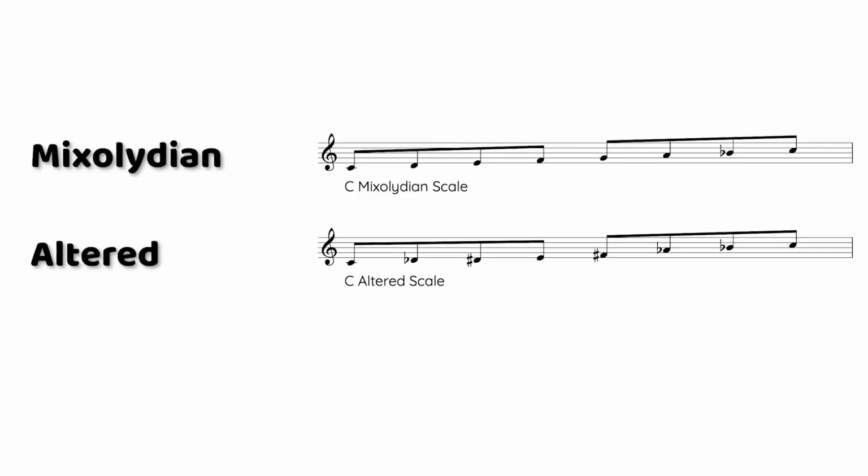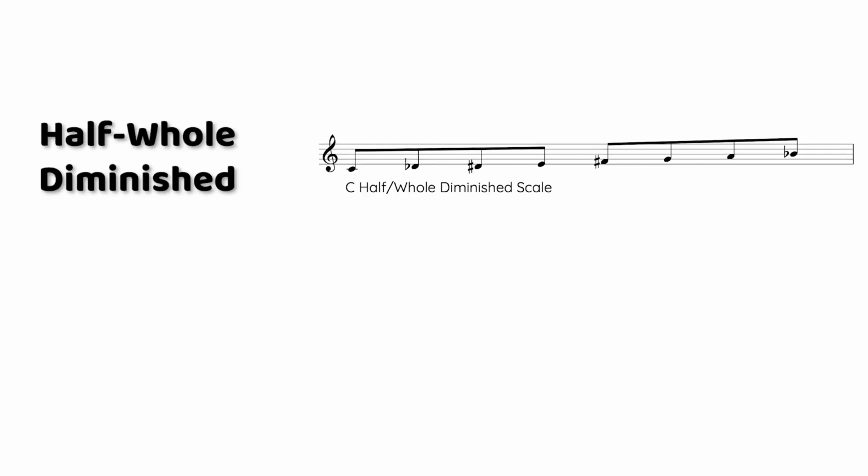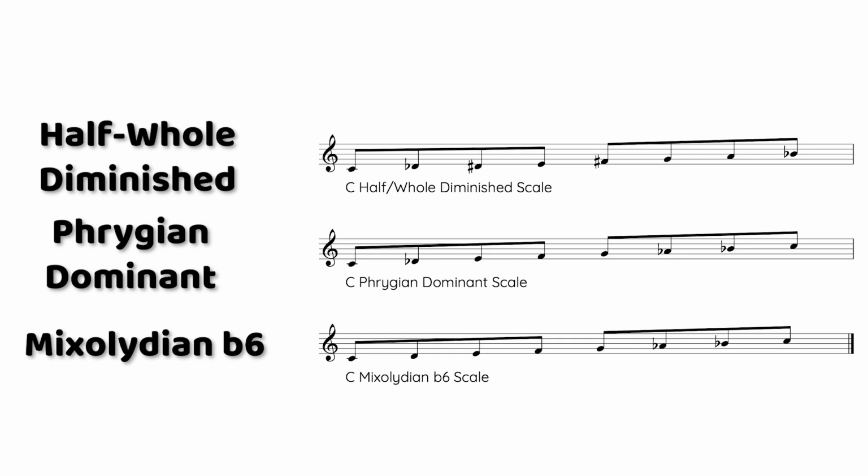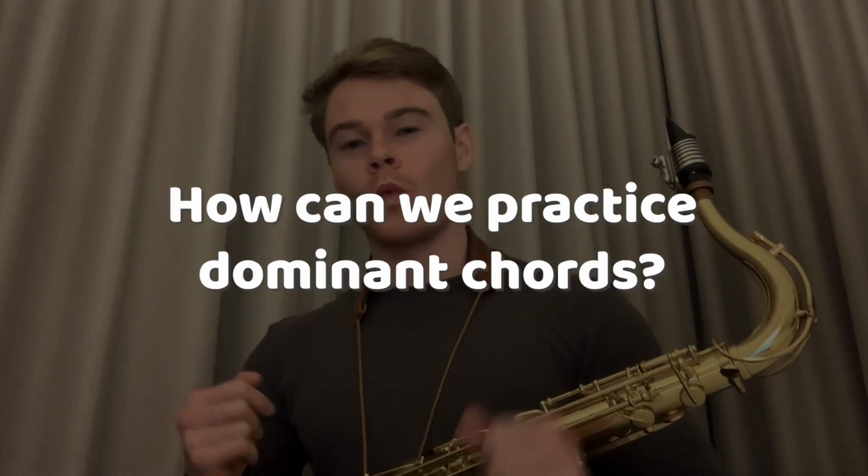For example, we have options such as the Mixolydian, the altered, Lydian dominant, the half-whole diminished, the Phrygian dominant, and the Mixolydian flat 6 scales as options, just to name a few. So what can we do to practice this? Now, of course, there is no point in drilling all of these scales if we don't know what kind of sounds we can highlight over dominant chords.